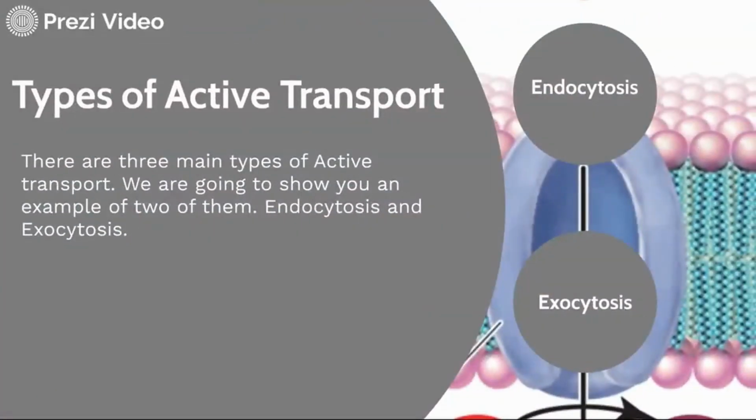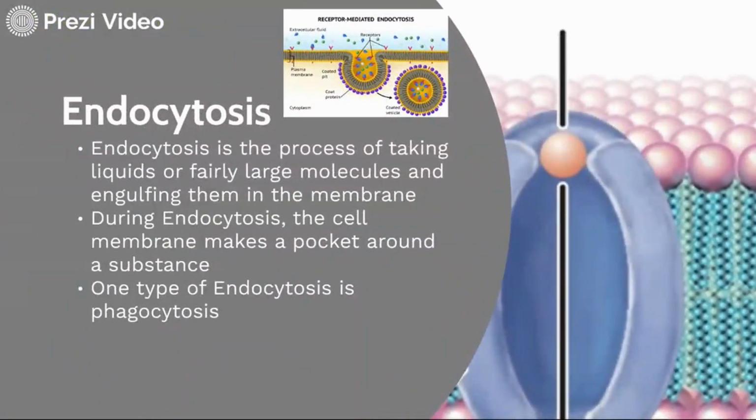Types of active transport. There are three main types of active transport. We are going to show you an example of two of them, endocytosis and exocytosis. Endocytosis is the process of taking liquids or fairly large molecules and engulfing them in the membrane. During endocytosis, the cell membrane makes a pocket around the substance. One type of endocytosis is called phagocytosis.